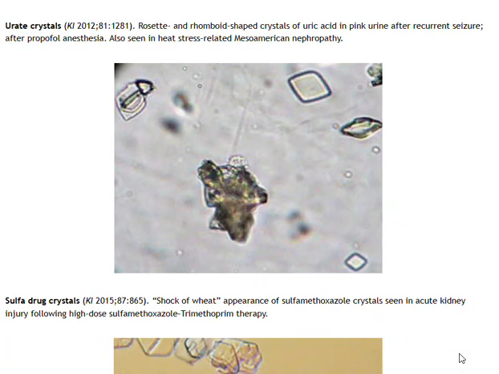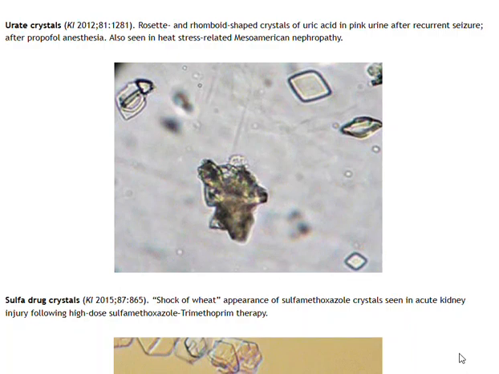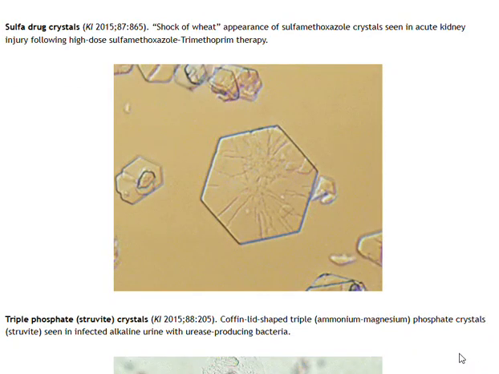And then here we see the sulfa crystals, the sheaf of wheat appearance of sulfamethoxazole crystals, seen in acute kidney injury following high-dose sulfamethoxazole trimethoprim or Septra therapy. And then here we see triple phosphate struvite crystals, which are coffin lid shaped ammonium magnesium phosphate crystals seen in infected alkaline urine.